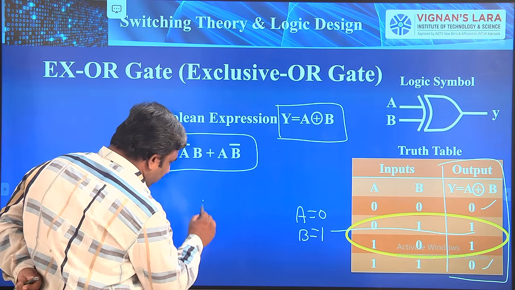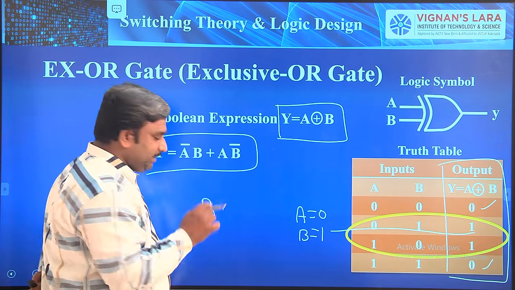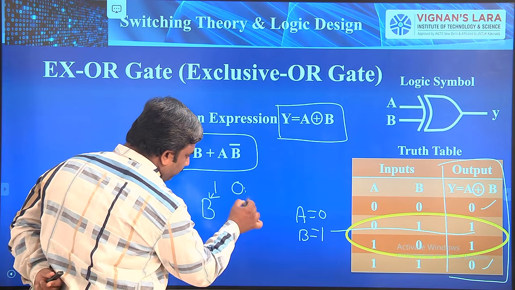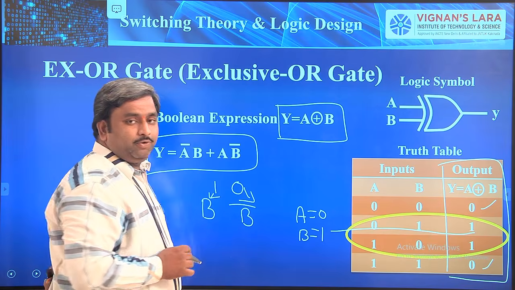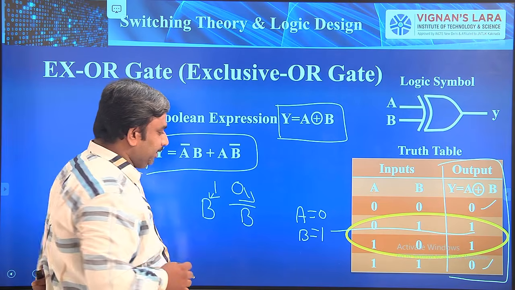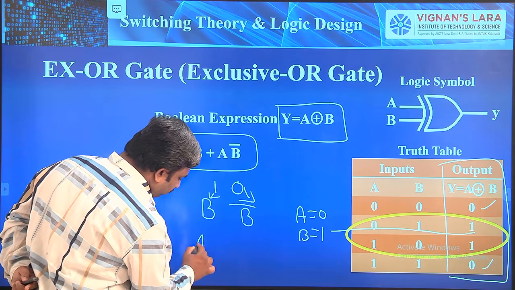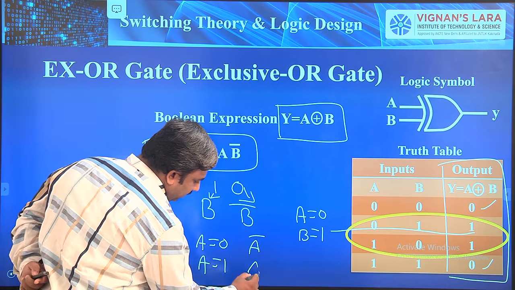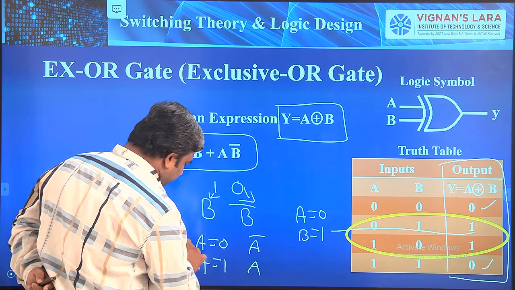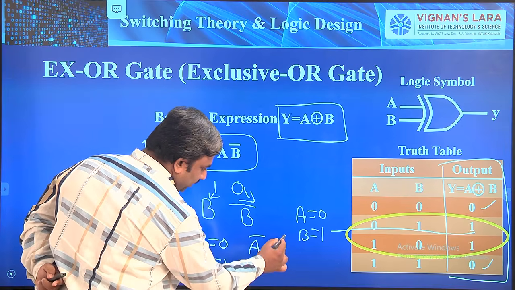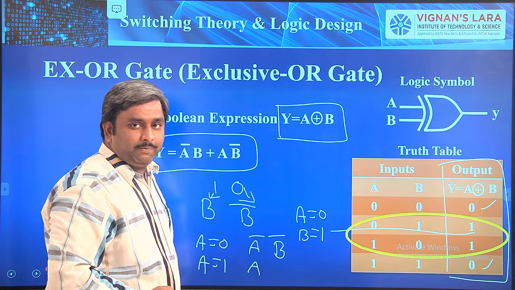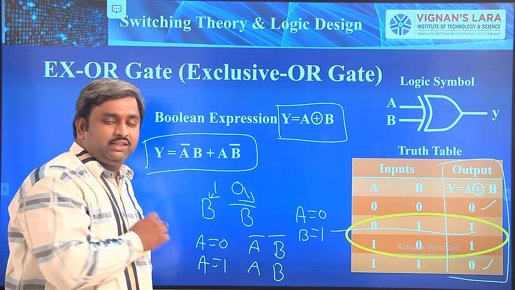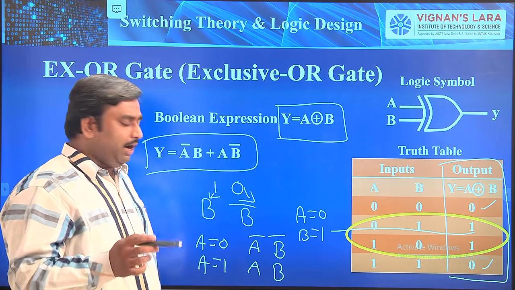Generally, if the input signal is 1, you represent the particular variable as it is. If the input is 0, you represent that input variable with a bar, the complemented operation. So remember, if A is equal to 0, we represent it with A bar. If A is equal to 1, we represent it with A. If B is equal to 0, we represent it with B bar. If B is equal to 1, we represent it with B. So these are the generalized representations for 0 and 1 behaviors.